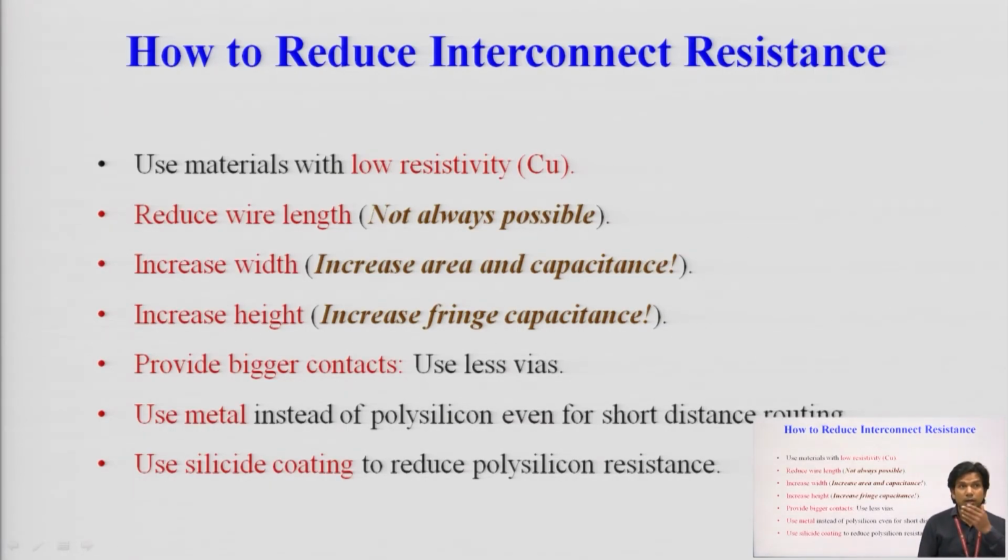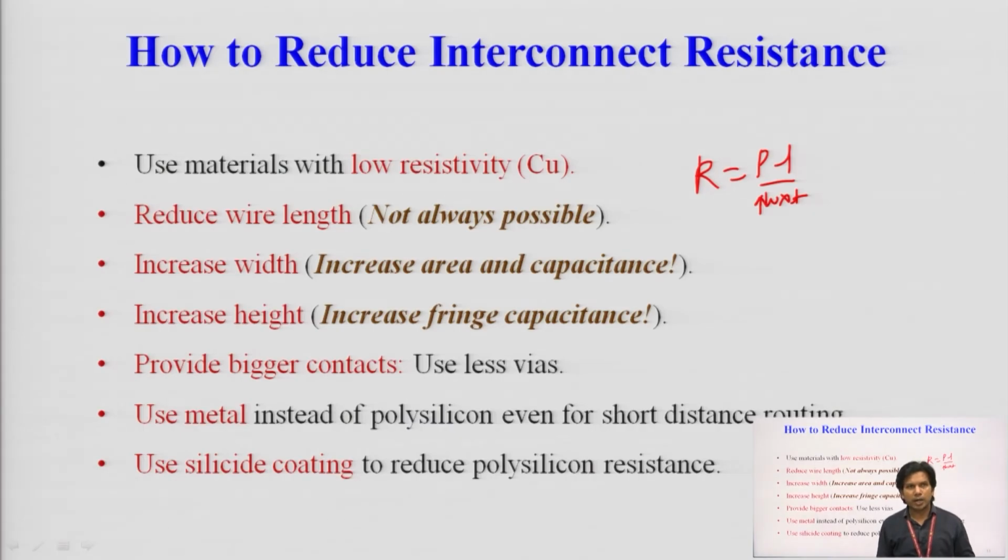Now, the next is increasing the width. If you increase the width of the wire, R equal to rho L by A, where A is width into thickness. If you increase the width, what will happen? The total area required to provide the connection between the transistors will be higher. Okay.